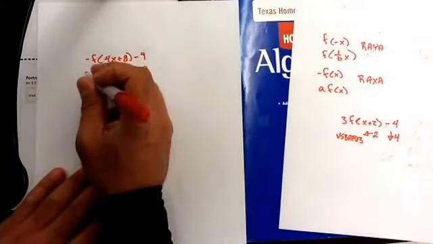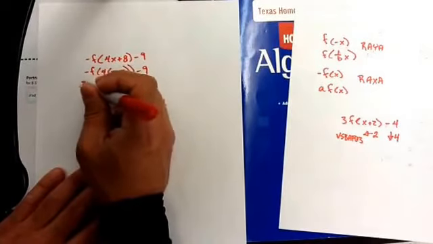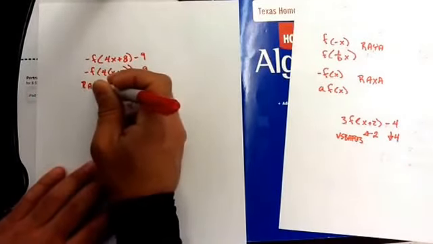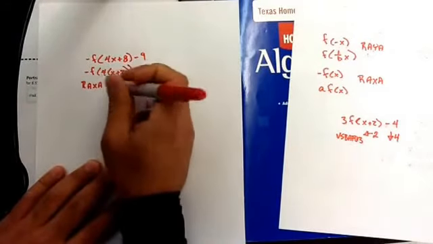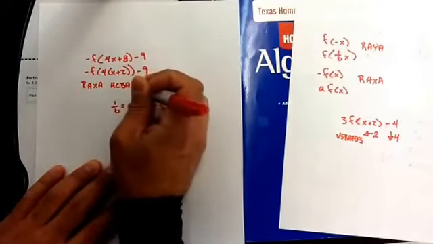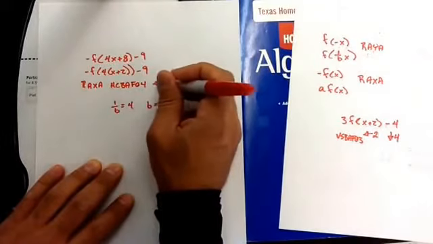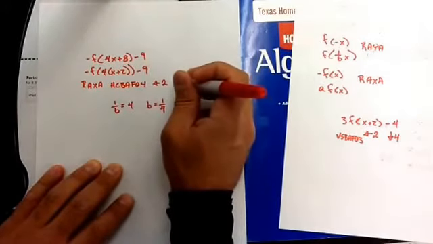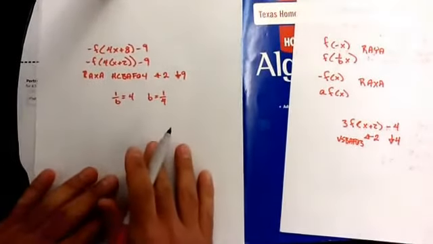Okay, so the negative right here is going to reflect this across the x-axis. The 4 here is going to horizontally compress us by a factor of 4. The 2 here is going to move us 2 units to the left, and the 9 here is going to move us 9 units down. And that's the answer.